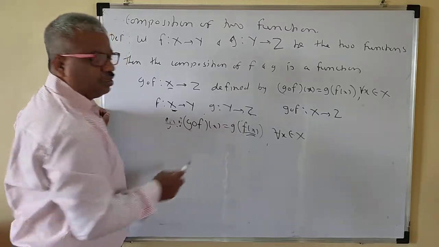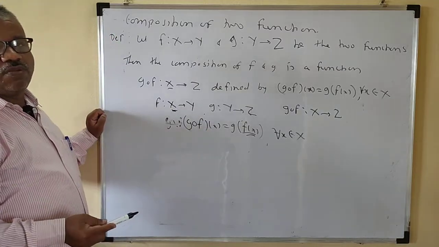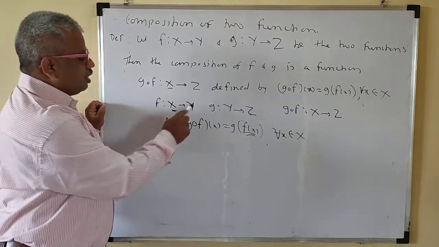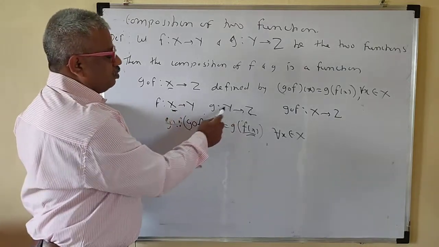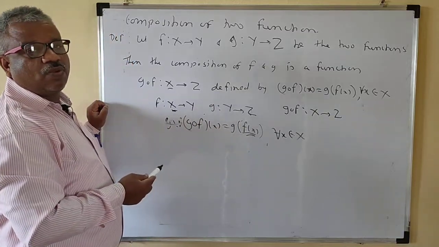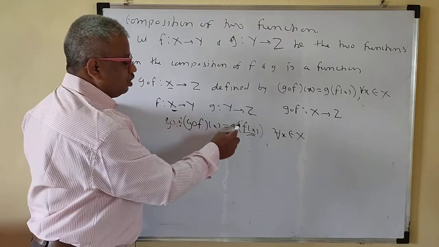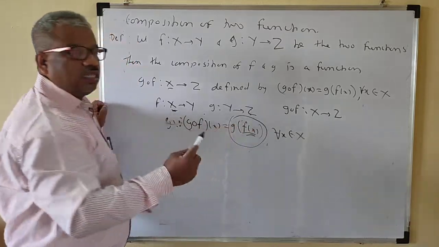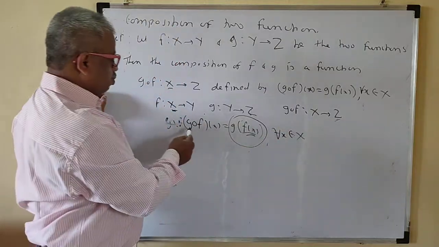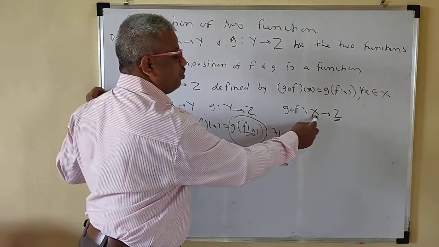Now you are applying g. You can apply g only on the elements of Y. So that means this f of x should be an element of Y. Yes, f of x is an element of Y. If you are applying g on elements of Y, then g of something will be an element of the codomain. So this g of f of x is an element of the codomain. Therefore, the codomain of g compose f is what? Z, and the domain of g compose f is X.